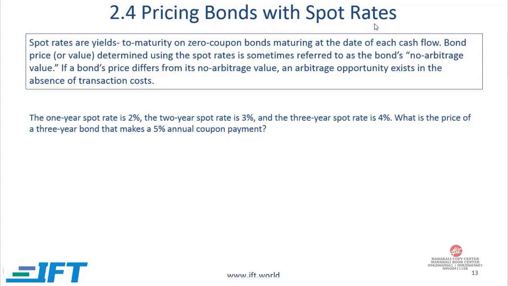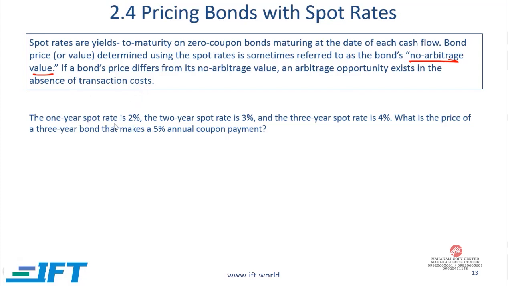Pricing bonds with spot rates. Spot rates are yields to maturity on zero coupon bonds maturing at the date of each cash flow. Bond price or value determined using the spot rates is sometimes referred to as the bond's no arbitrage value. If a bond's price differs from its no arbitrage value, an arbitrage opportunity exists in the absence of transaction costs.